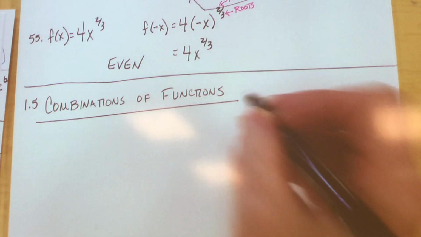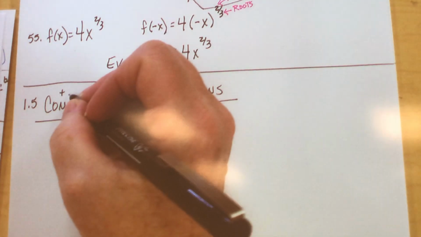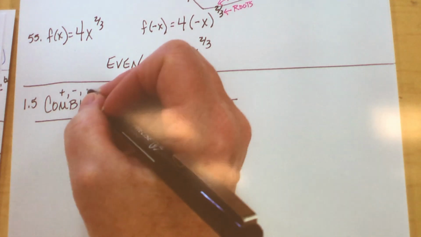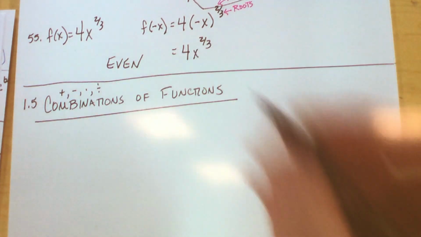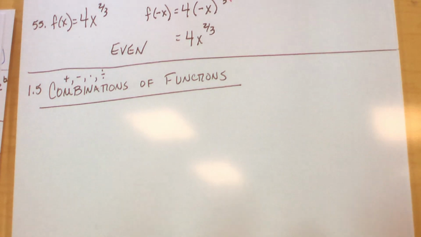Okay? Combinations of functions. So think about the different ways that we can combine numbers. There's 4 of them. What are they? Add, subtract, multiply, divide. There you go. So all we're going to be doing is adding and subtracting and multiplying and dividing functions. That's it, people, okay? It's not going to be really hard.